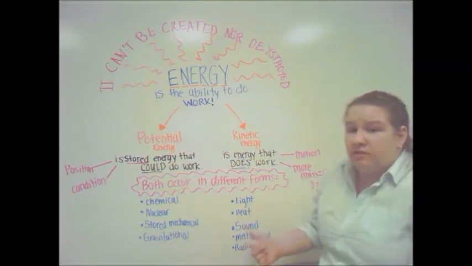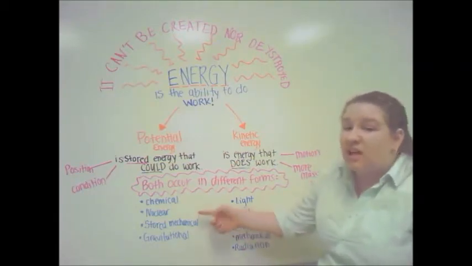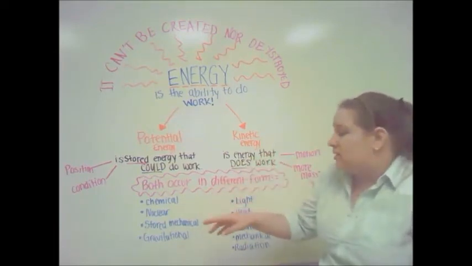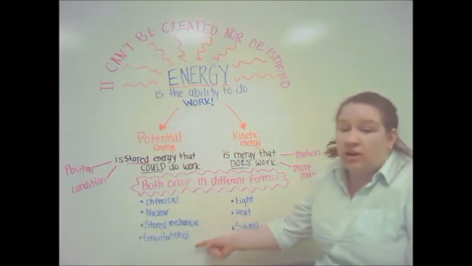Alright, so Ms. Batdorf talked about different forms of kinetic energy, and now we're going to talk about different forms of potential energy. There's 4 main types. There's chemical, nuclear, stored mechanical, and gravitational.